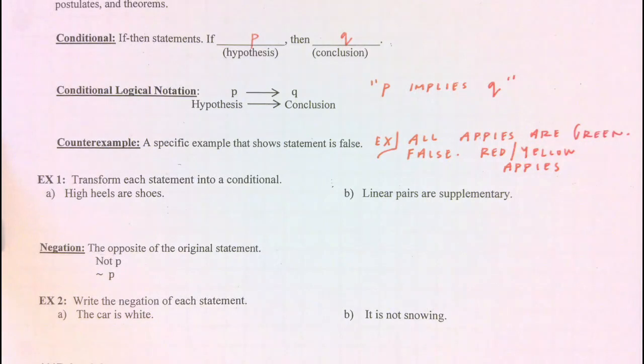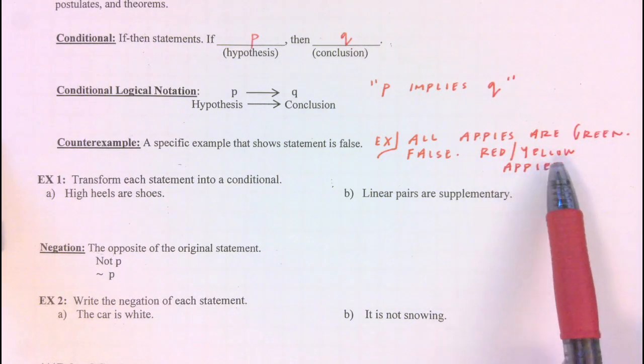Okay, so again, looking at my statement, all apples are green, as a conditional, it would be, if it's an apple, then it is green. I'm saying, oh, I know that that statement is false. Here's a specific example to show you why. We know that there are other types of apples that are not green, right? Such as a red apple, such as a yellow apple.